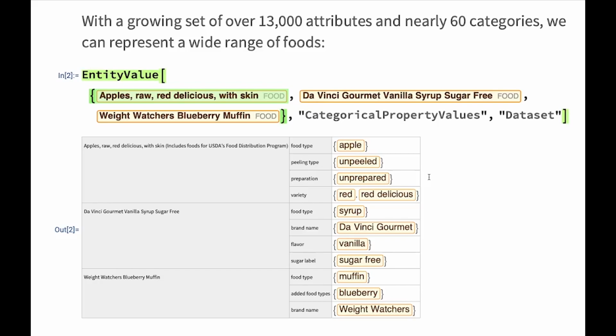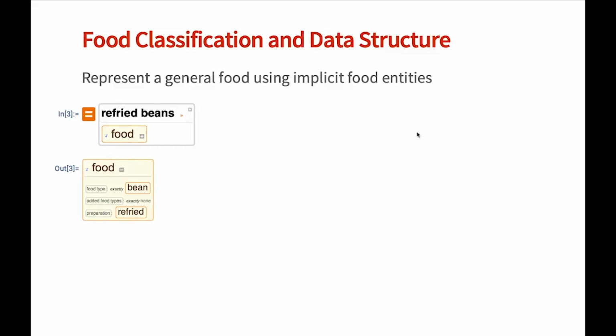But what it allows us to do is to represent a more abstract version of a food. Like, all red delicious apples have some average nutritional value, and we can represent that in Wolfram language without limiting it to a specific instance of this food. The way that we do that is through a food entity type which we call an implicit food entity.